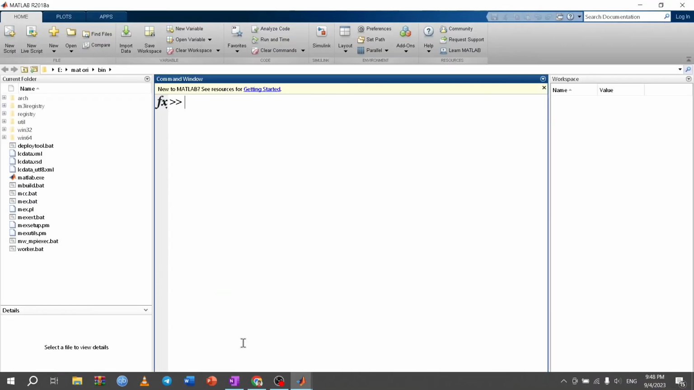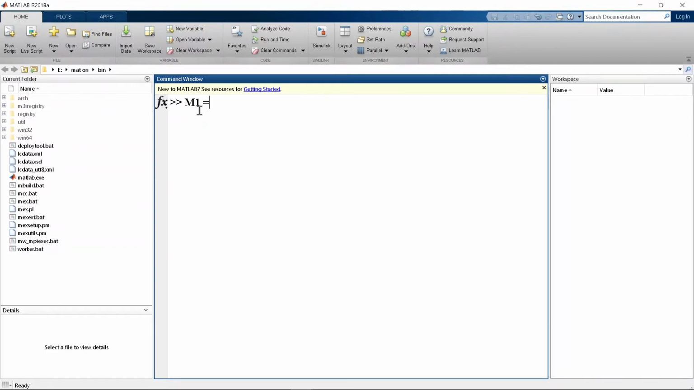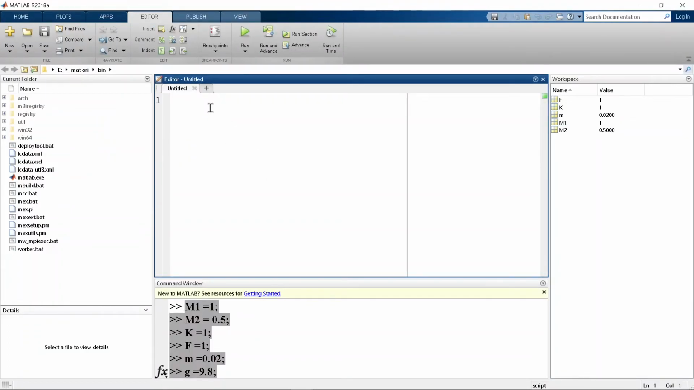So I will return to MATLAB and put the values here. 1 means 1 kg, k is Newton per second, our input is 1 Newton, our mu is 0.02 second per meter, and g is 9.8 meter per second. So sorry, this is just a command window. I have to take a script. So new script and write this here and run and advance. Okay. So in the workspace we can see all the values are assigned to the variables.